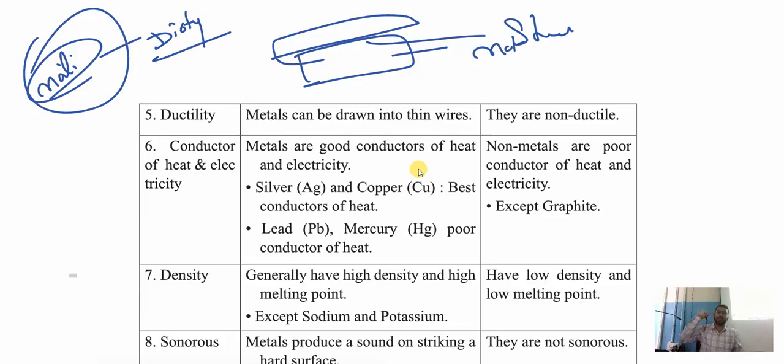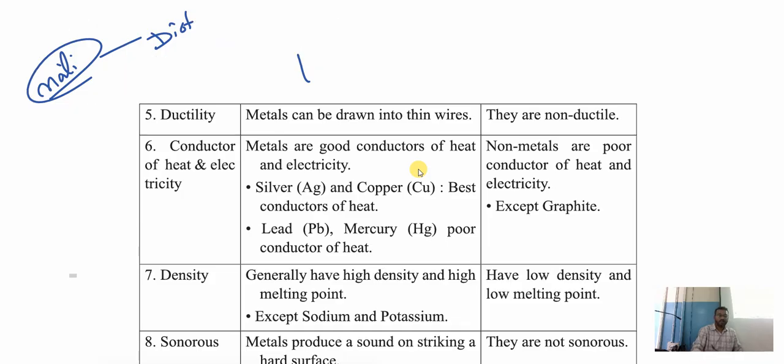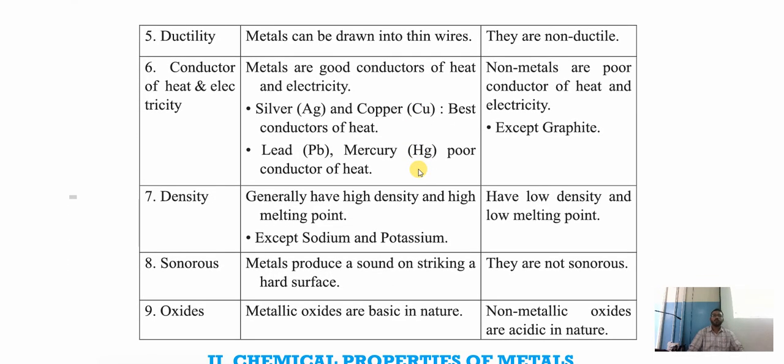Simple, okay. Ductility, you know very well, is the opposite of that. Just now I said thin wires. Understood? Thin sheets and thin wires, no confusion. And non-metals are non-ductile. Simple. Now you know very well that metals are good conductors of heat and electricity, my dear students.